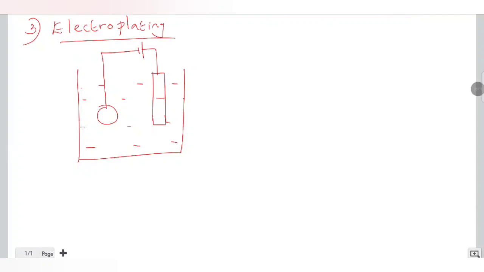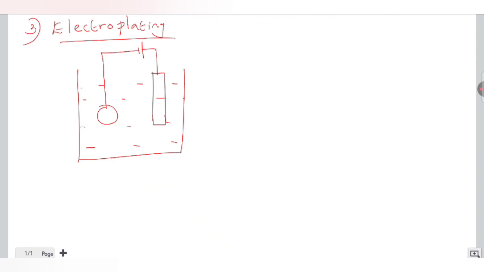The third application is electroplating. In your syllabus, they specified electroplating of silver, silver spoon, something like that. But basically it's silver. But like I explained in class, they also ask for other substances. So the idea is going to be the same.